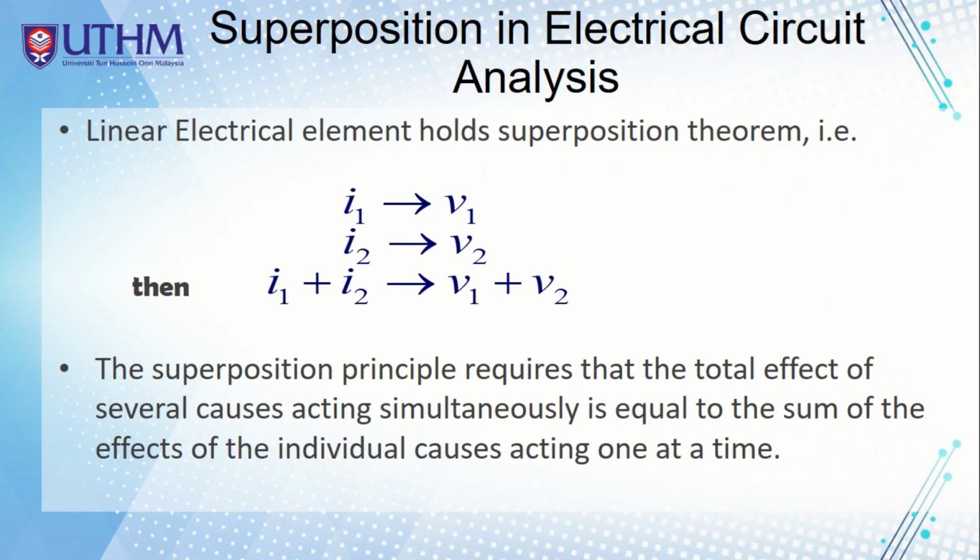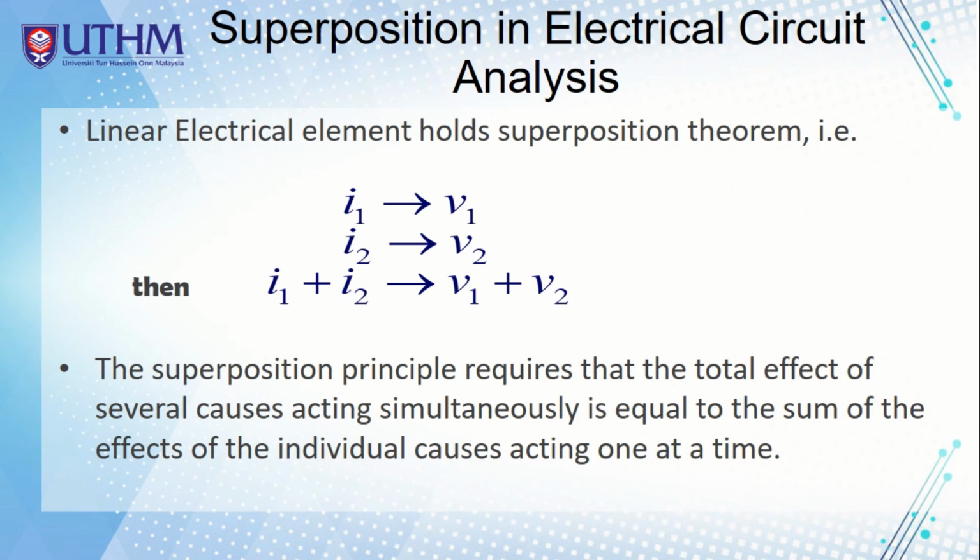The electrical elements that we have learned so far are also linear elements, which means we can apply the superposition theorem in analyzing circuits. We know from Ohm's law that when I1 is given into R, it will give the output V1, and linearly, when I2 is applied to a certain R value, it will give the output V2. Then we can say that I1 plus I2 will give the output V1 plus V2.